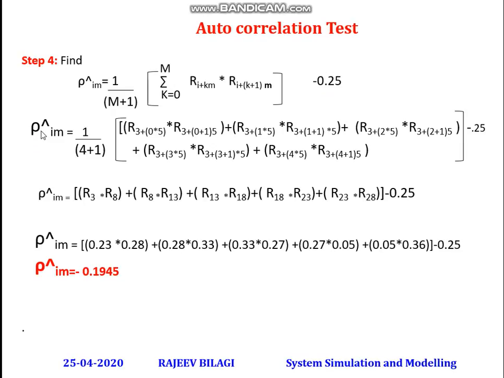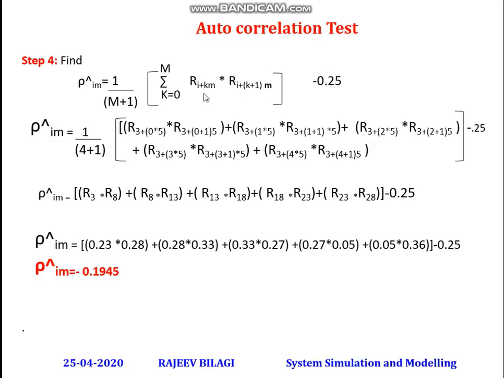So now ρ̂_im equals 1 divided by 4 plus 1. Now substitute the values i = 3, k = 0, m = 5 in the given formula. So what will happen when you substitute k = 0?